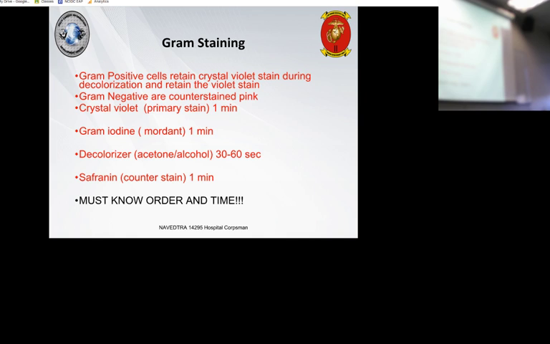Don't get confused. The main stain most people know is crystal violet. This is for gram stain. The other stain that's asked on the exam is Wright stain. Wright stain is for CBC counts. Next.